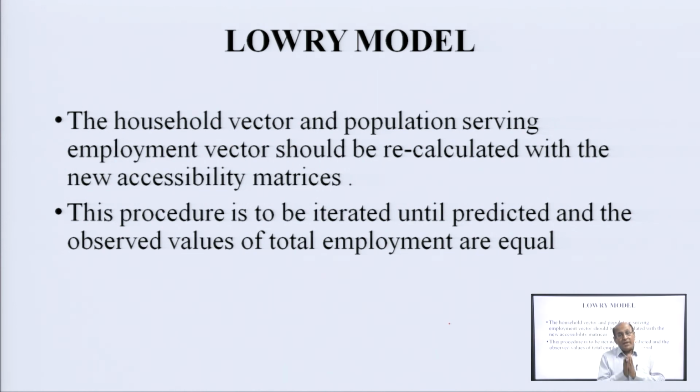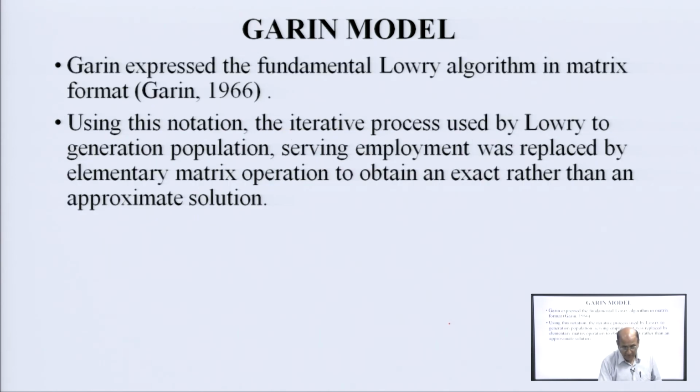The main drawback of Lowry models is not considering freight in the urban area, because all commercial activities and all other activities are very much dependent on freight, and Lowry models do not consider freight. So, this will affect the land use model. Though this is a widely used model, the Lowry model is now improved by Garin's model.